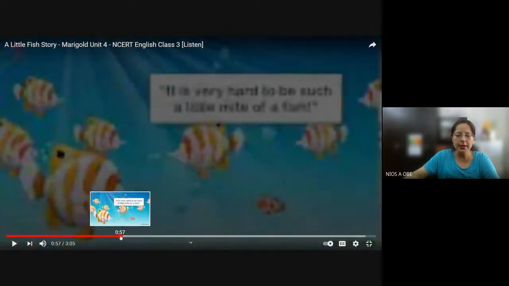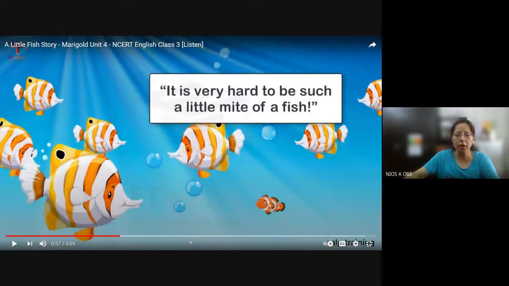It is very hard to be such a little mite of a fish. Okay. So this fish, how was he unhappy? What did he say? It is very hard to be such a little mite of a fish. It is so difficult to be such a small fish. When I look at all the big ones, they look so good. Right? So this fish used to keep crying.